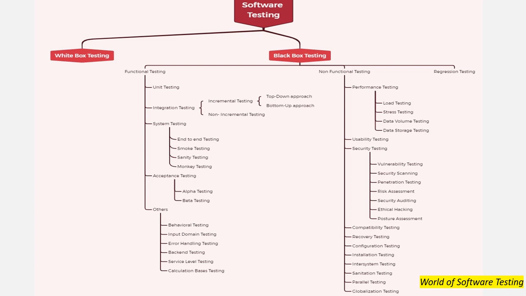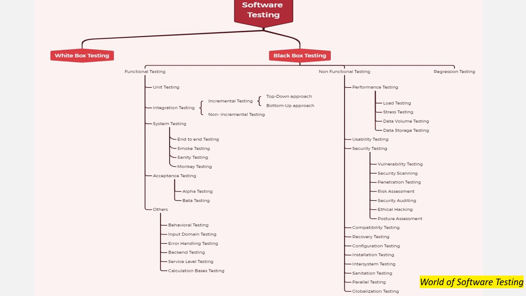The third type is system testing. System testing is again divided into four types: end-to-end testing, smoke testing, sanity testing, and monkey testing. Basically this divides into some tests, and it is a very vast group of testing that comes under system testing.